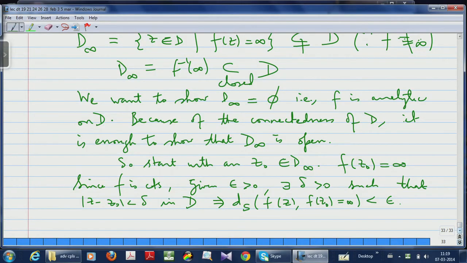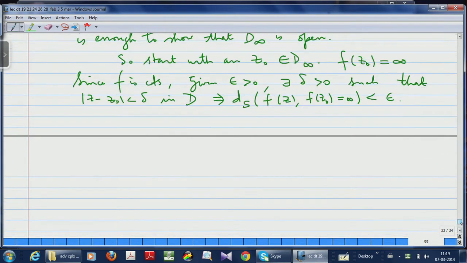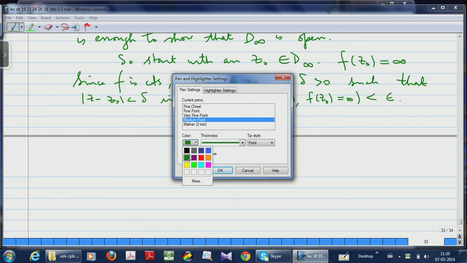Now let me tell you basically what the philosophy is all about. The idea is very, very simple. Let me give you the idea of the proof. There is a neighborhood of z naught; at z naught f is infinity, and there is a small neighborhood of z naught where f is close to infinity. If I draw a diagram, it's going to be something like this. It helps to draw a diagram.